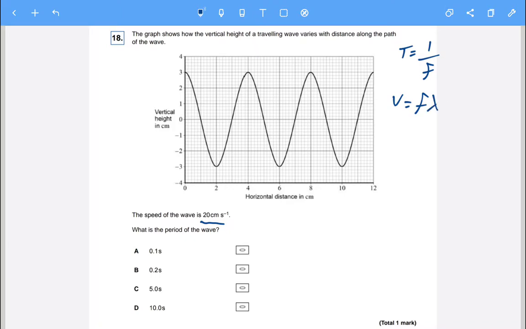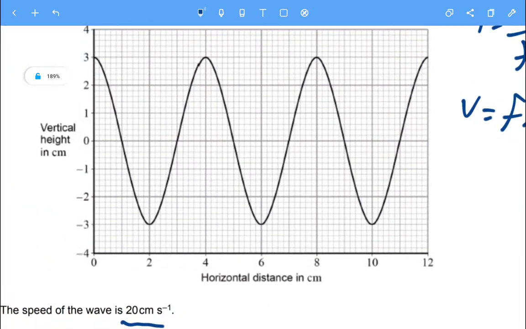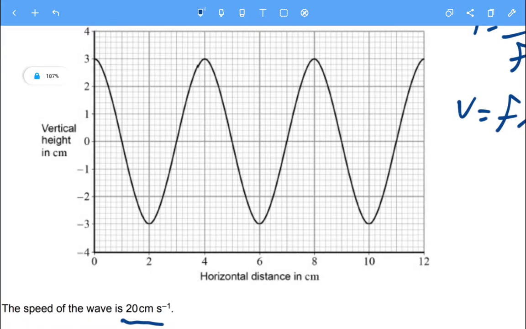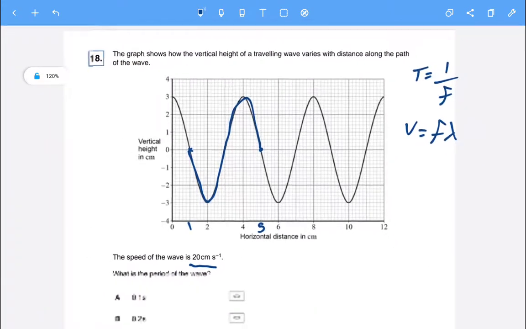So if we zoom in a little bit, wavelength, so one full wave. So we can go from that point, maybe, one full wave to this point. So that's 1 centimeter, and this is 5 centimeters.